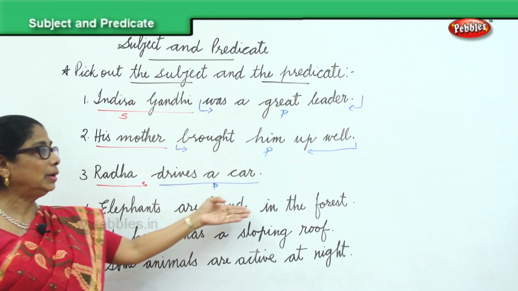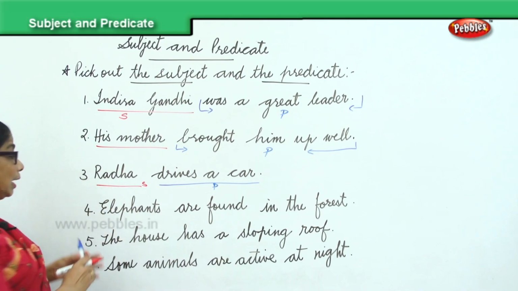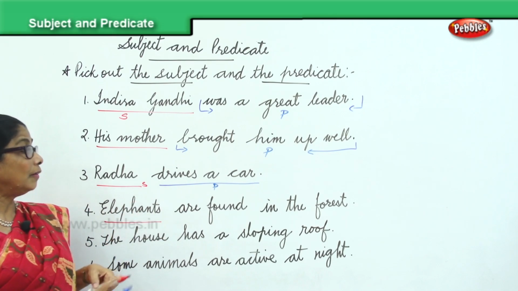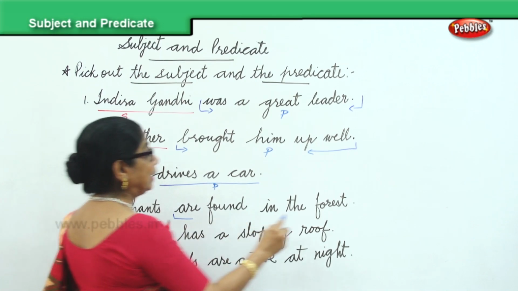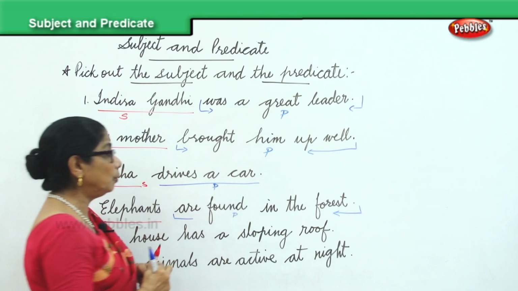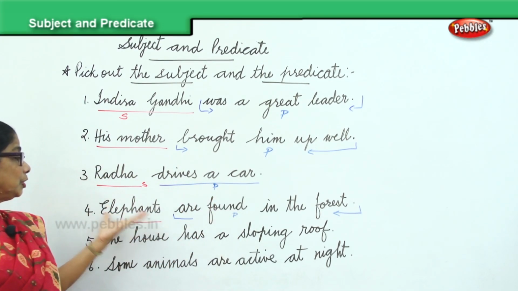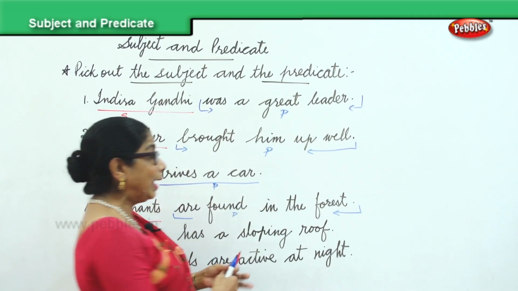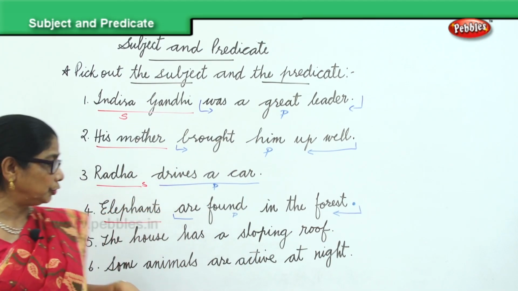Elephants are found in the forest. Which is the subject? Elephants. We are talking about the elephants. That's the subject. And then you have are found in the forest. That's the second part and that's the predicate. Elephants is the subject. You begin with the capital letter, the first word, and then you end with the full stop. Every time, remember, a sentence must end with the full stop.